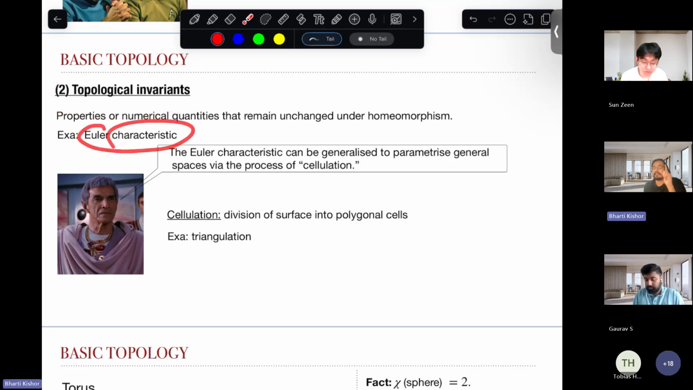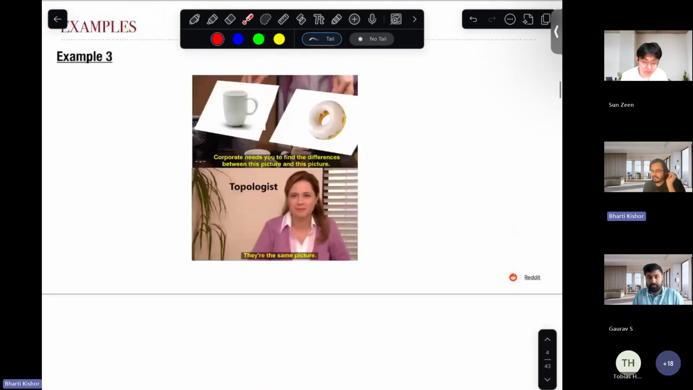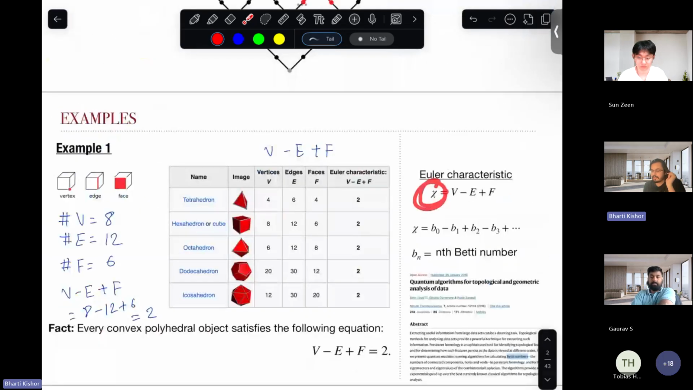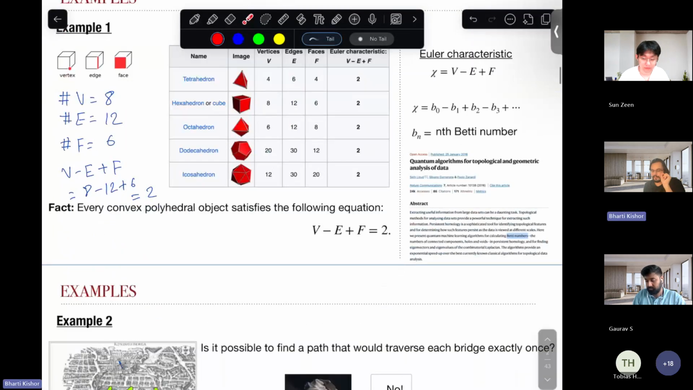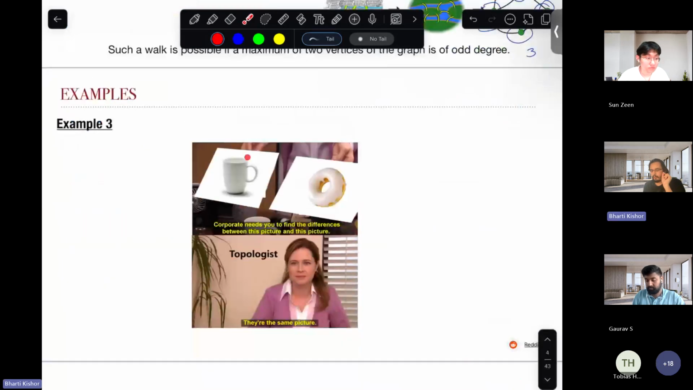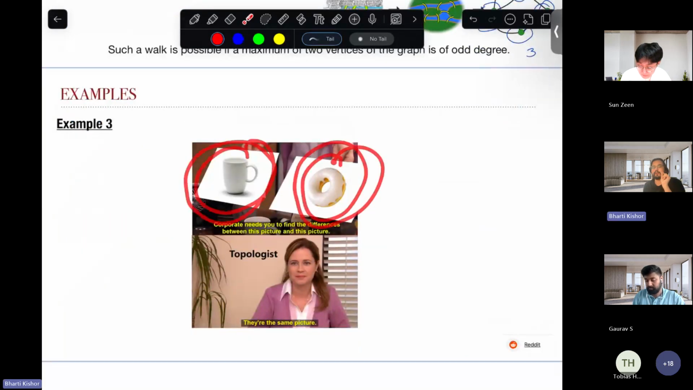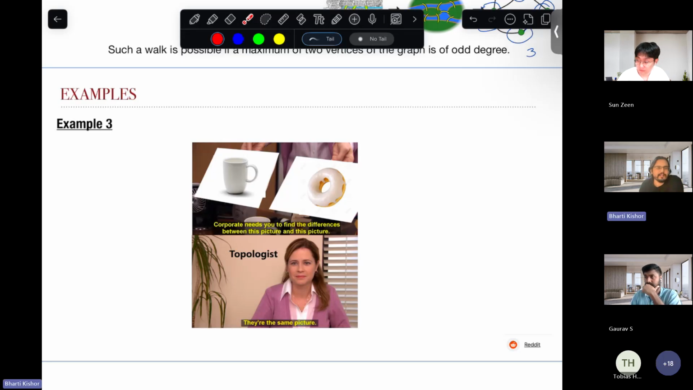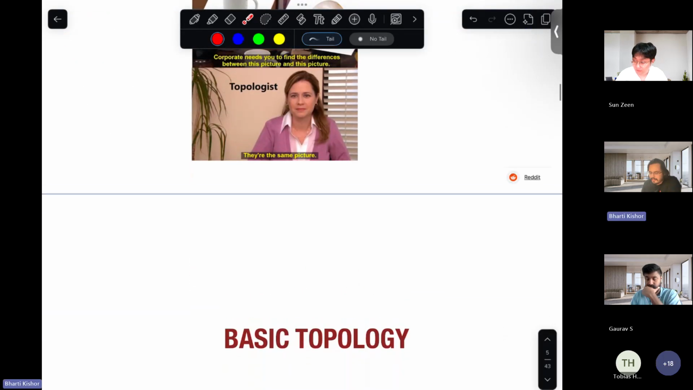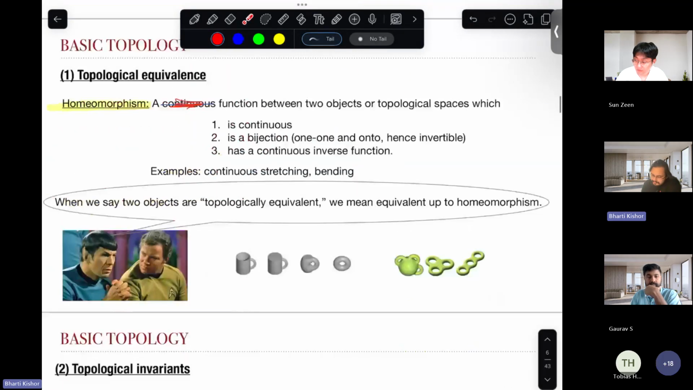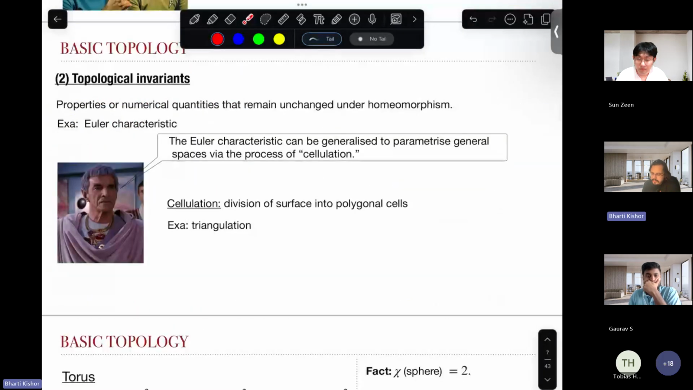So the Euler characteristic that we just saw here is a topological invariant. Okay. So under homeomorphism, the Euler characteristic does not change. And so you can calculate the Euler characteristic of this object and of this object, and we will see that the Euler characteristic of these two objects is the same. Hence, they are the same. Okay. So we will see that.